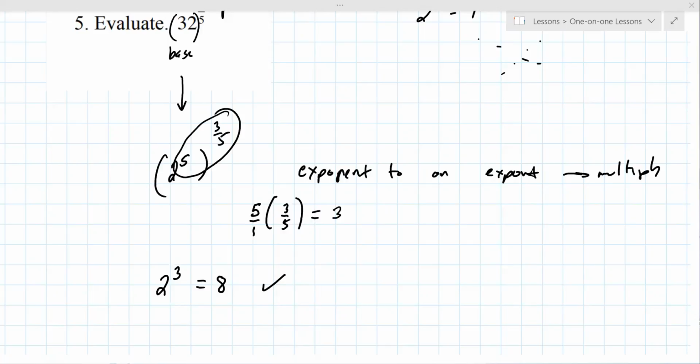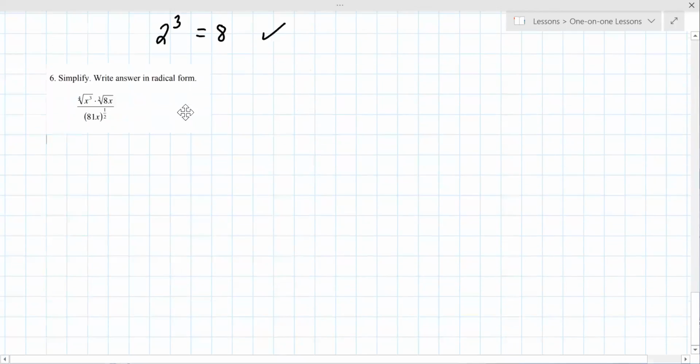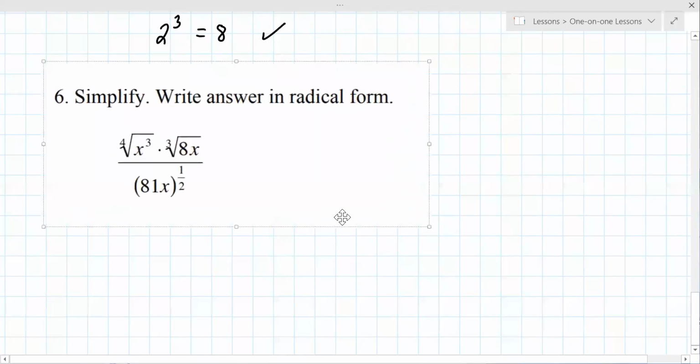All right, I'm back. So let's look at number 6. Okay. It says write answers in radical form. Okay, kind of, again, a lot going on here. This is one of those more advanced questions, like, I don't think you would see on a final, but we'll go through it.